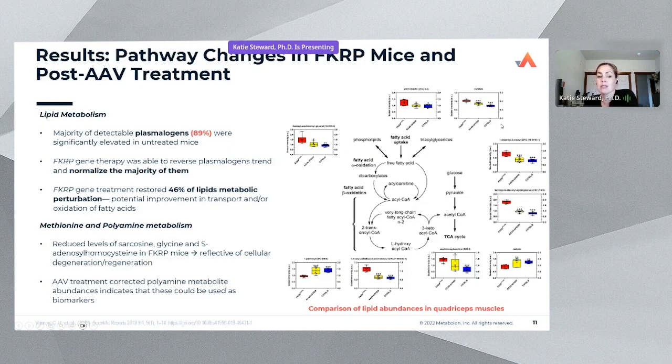Methionine and polyamine metabolism were also significantly different. There were reduced levels of sarcosine, glycine, and S-adenosylhomocysteine in FKRP mice, which can be reflective of cellular degeneration or regeneration. And the AAV treatment, again, corrected for polyamine metabolite abundances, which could be useful as biomarkers.